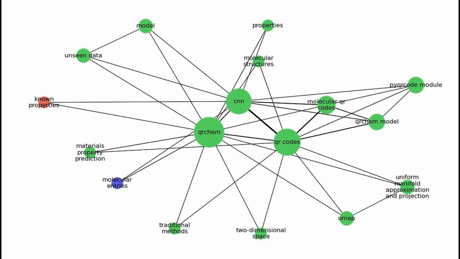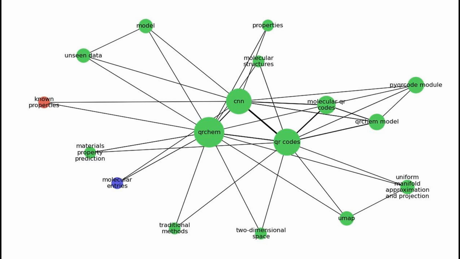For training and validation, QRChEM was tested using a substantial dataset of around 21,000 molecular entries, focusing on predicting properties like specific heat, enthalpy, zero-point vibrational energy, and the HOMO-LUMO band gap.